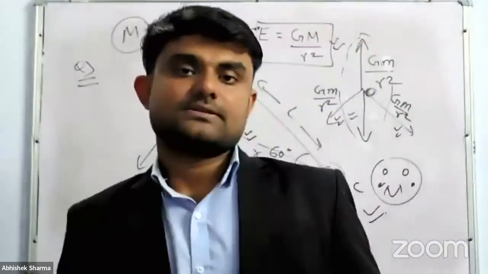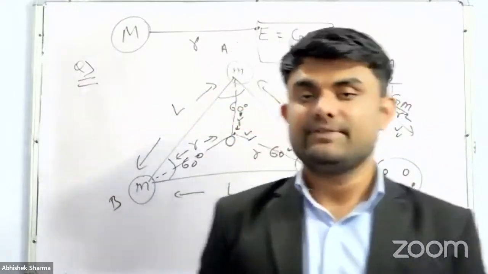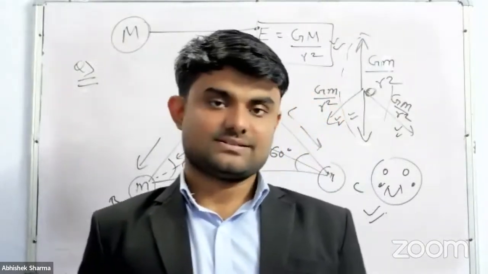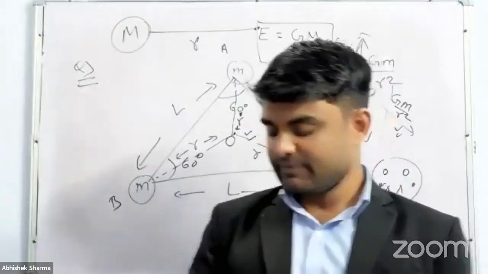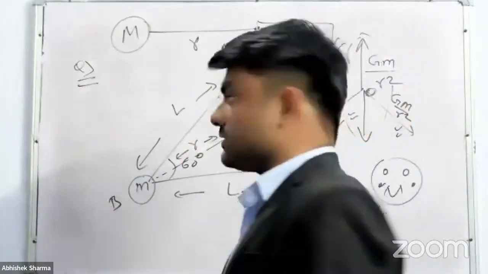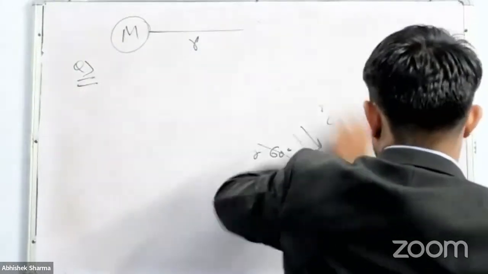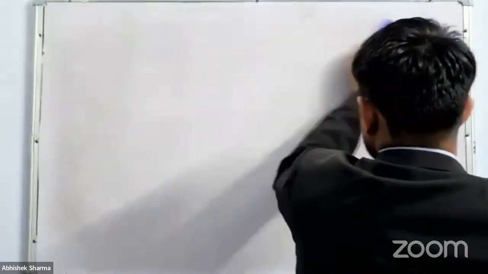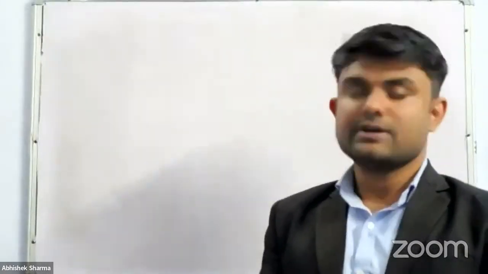Till now we have just studied how to find gravitational force or gravitational field strength due to discrete masses, simple masses m1, m2, and so on. Now we'll proceed towards finding the gravitational field due to continuous mass distribution.